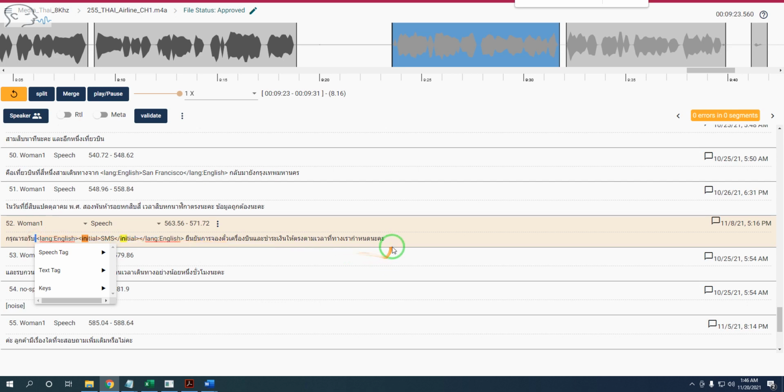If there is any issue, you will get a notification on the right side. Hope you understand how to use the initial tag.